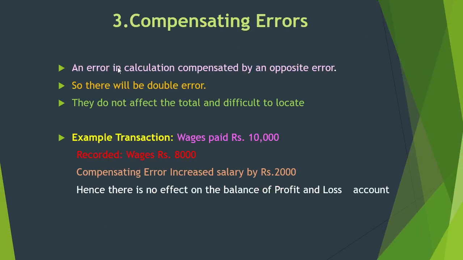Compensating errors: an error in calculation compensated by an opposite error. So here there are double errors. In order to compensate our earlier error, we commit another error. So there are double errors now, the original error and the compensating error. They do not affect the total and are difficult to locate. The two errors are balanced so that the net effect will be 0.